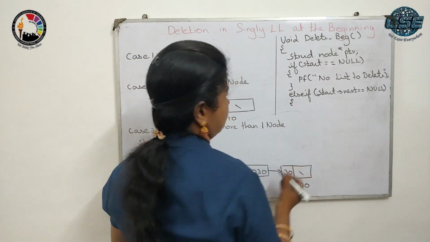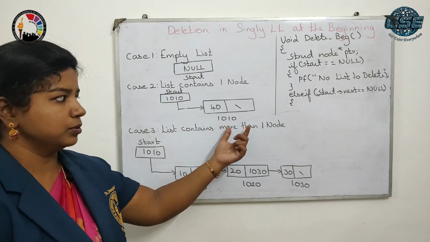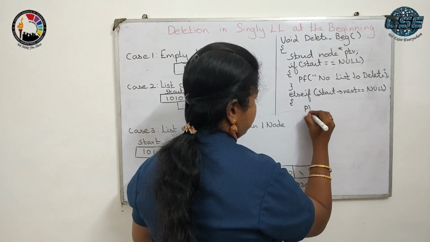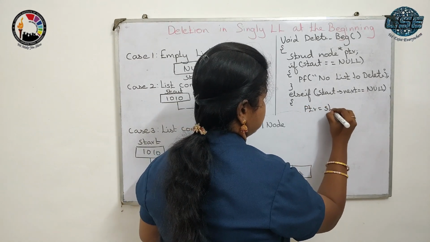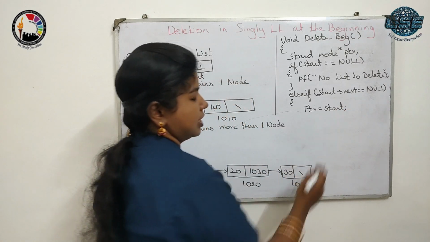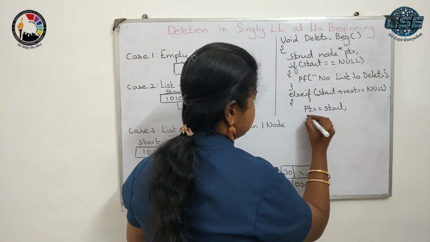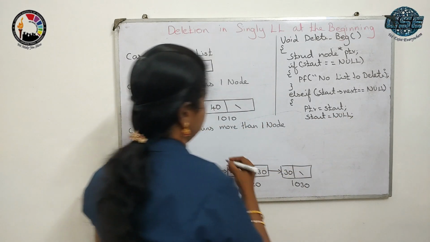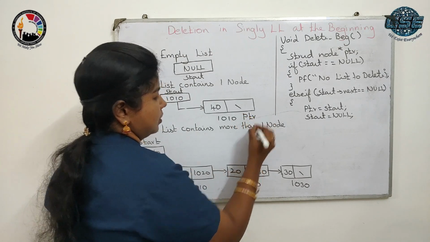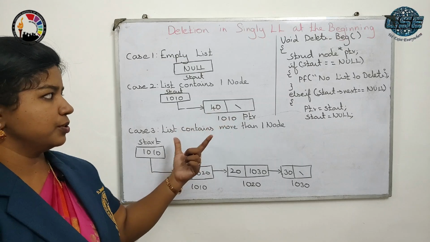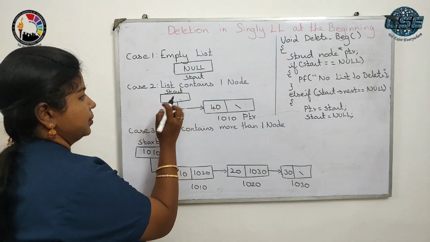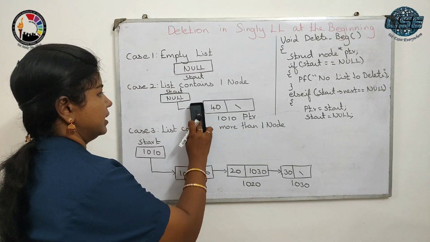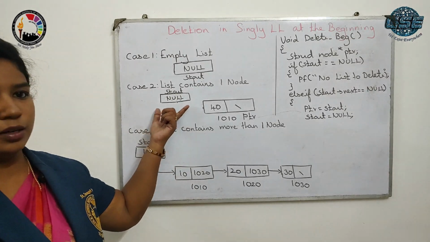So we have to make a pointer variable to point to the first node, and then we have to make the start null. So I am having a pointer to point to start. So pointer is equal to start. Then I am making start is equal to null. So I'll have a pointer here. A variable pointer will be pointed to the first node, and then I am making the start point to null. So this link will be deleted since the start has become null.